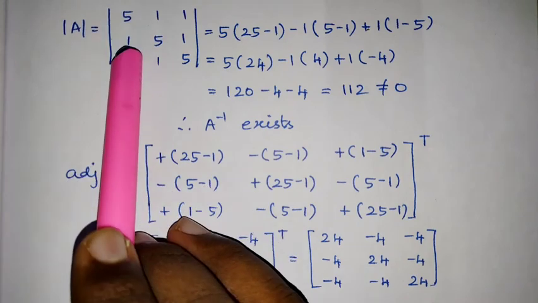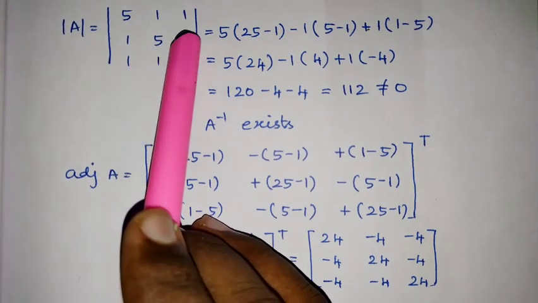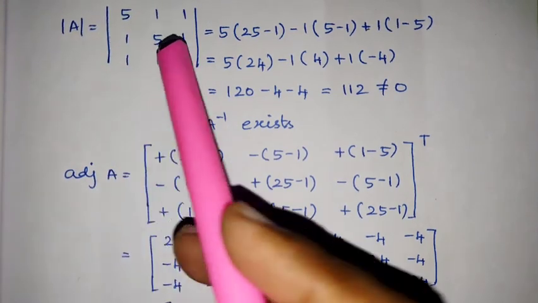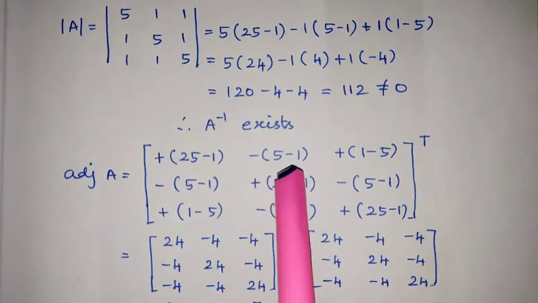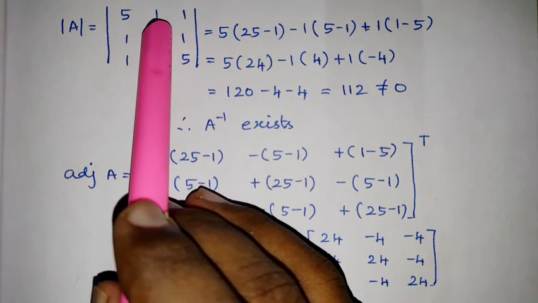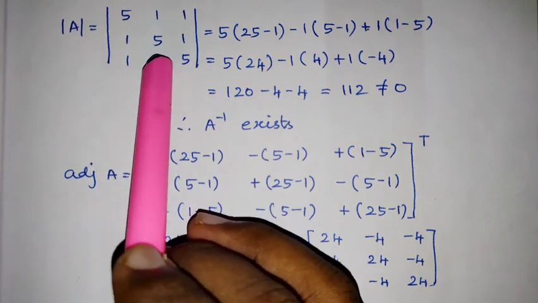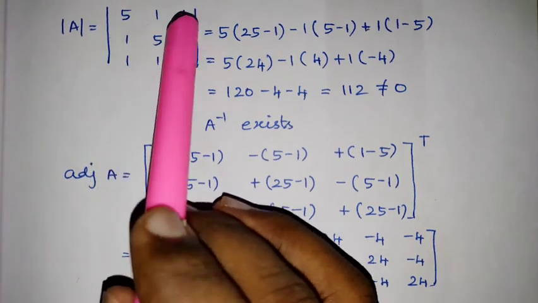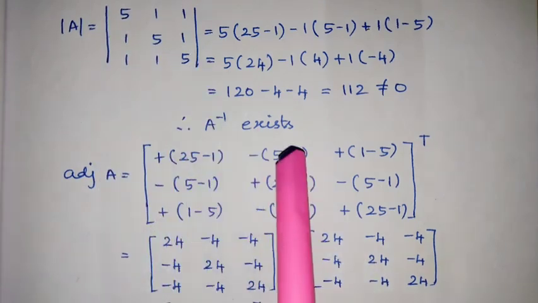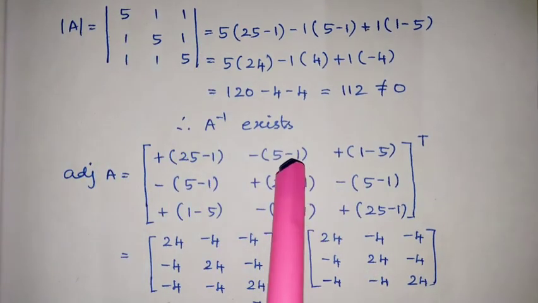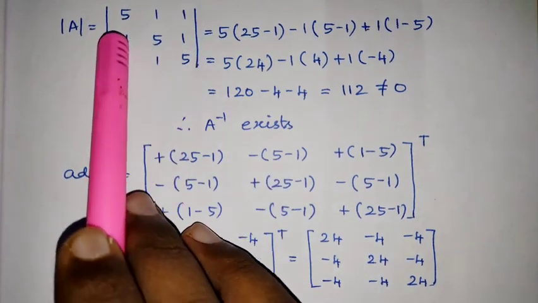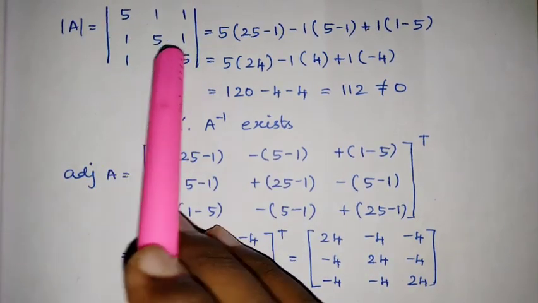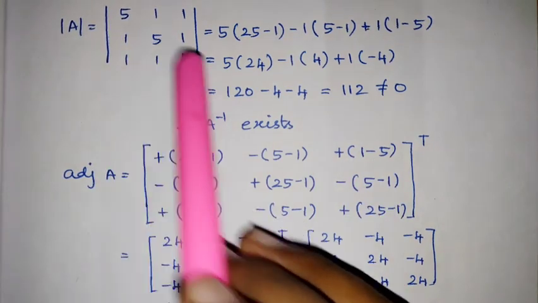Leave the row and column. What are the remaining elements? 5, 1, 1, 5. So 5 into 5 is 25 minus 1 into 1 is 1. Then second one. So this is the second element, 1. Leave the row and column. So remaining is 1, 1, 1, 5. 1 into 5 is 5. 1 into 1 is 1. Put a minus. Then third element is 1. Leave the row and column. We have 1, 1, 5, 1. 1 into 1 is 1 minus 1 into 5 is 5.